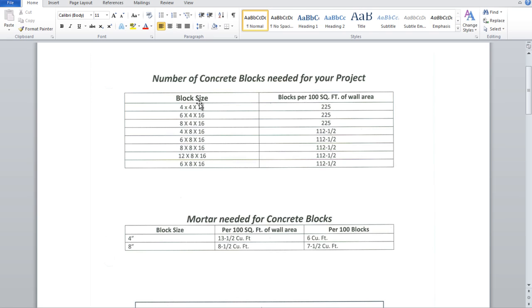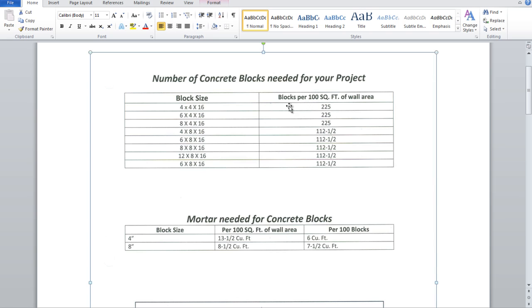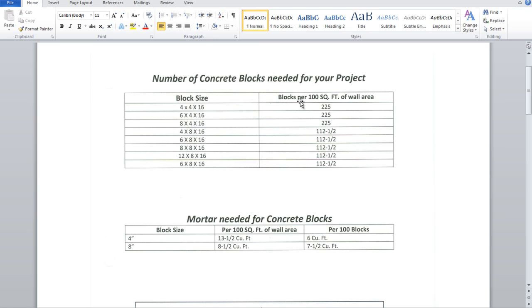Now the block size is the first thing you need to look for, and find the block that you're using. We used an 8 by 8 by 16, just a standard CMU block. I want to highlight this. They're saying over here per 100 square feet of wall, every 100 square feet, it takes 112 and a half blocks to fill that wall up.